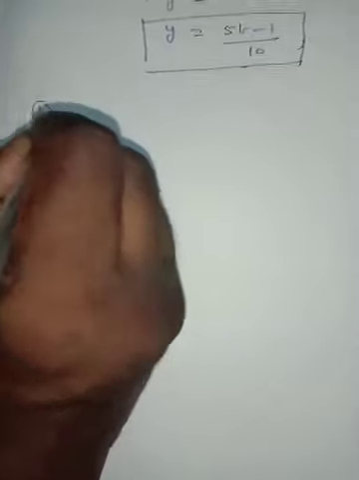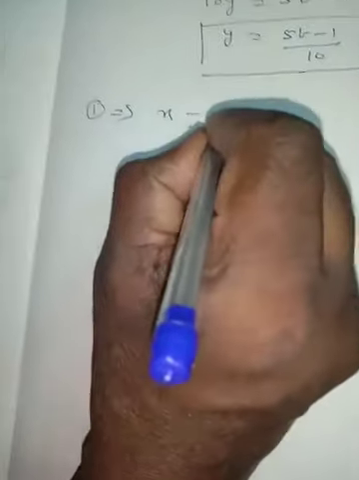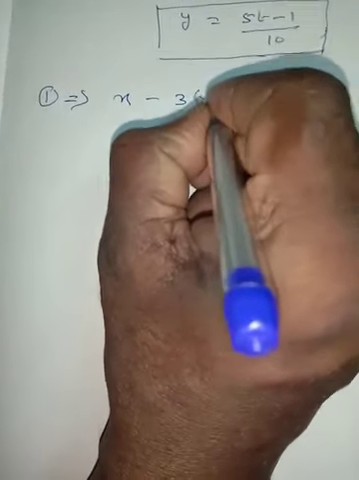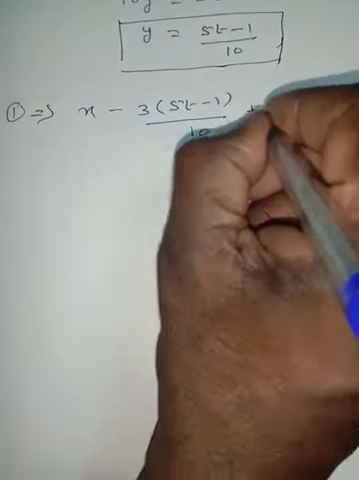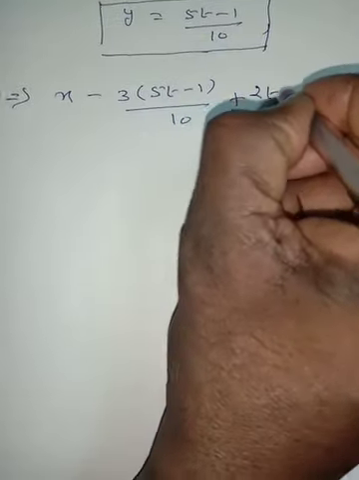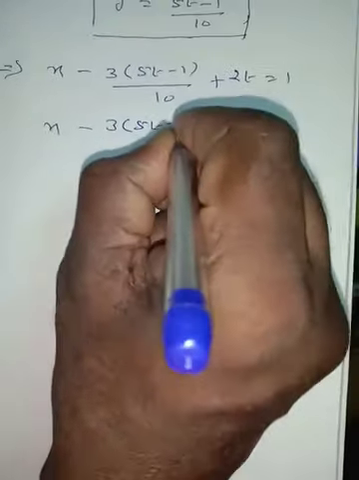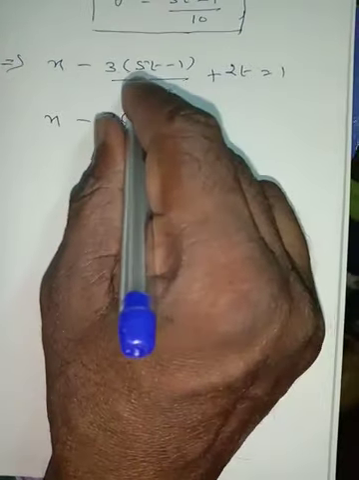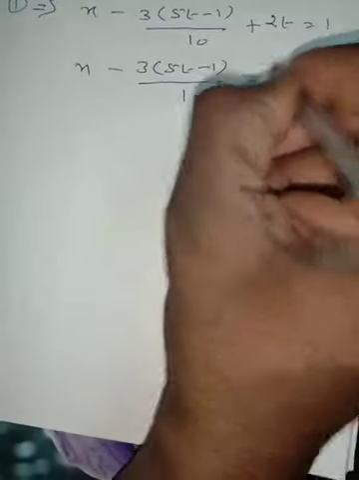Equation number 1 becomes x minus 3 into (5t minus 1) divided by 10 plus 2z. Z means in this case put z is equal to t. Therefore 2t is equal to 1. x minus 3 times (5t minus 1) divided by 10 is equal to 1 minus 2t.